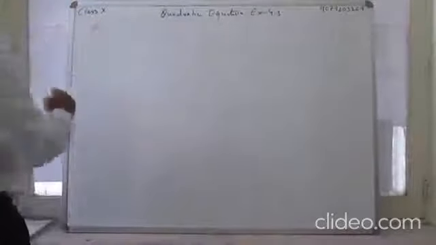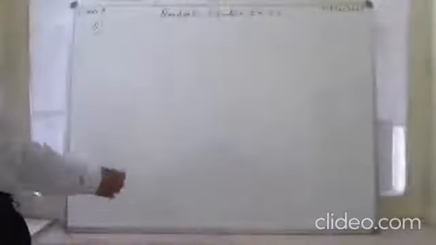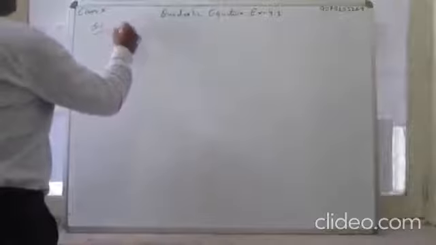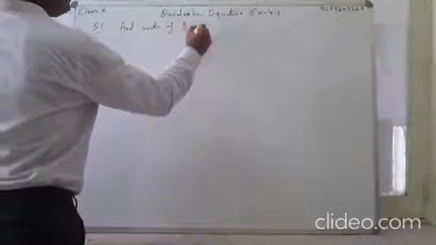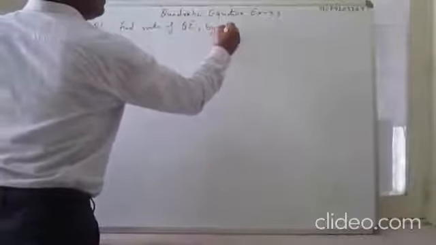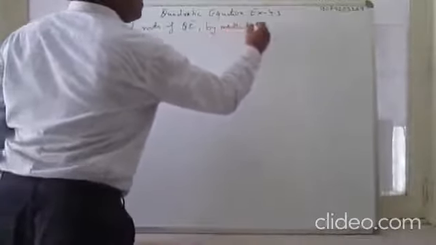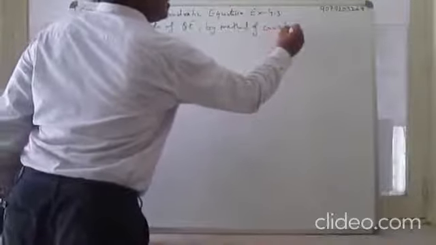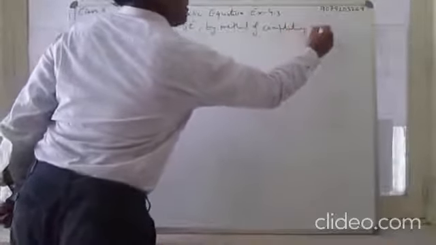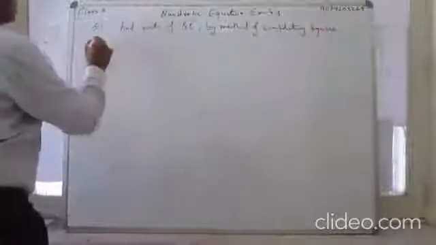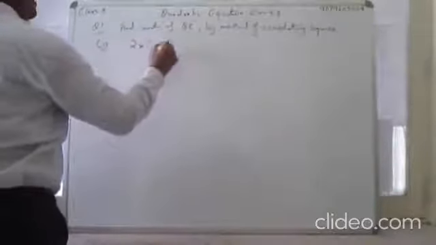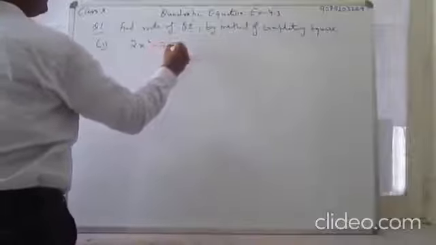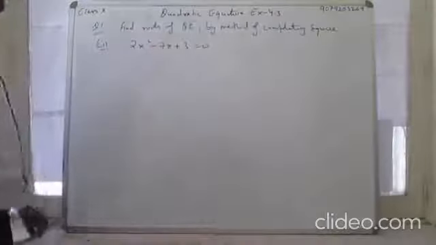Question number first, find the roots of quadratic equation by method of completing the square. First part, 2x square minus 7x plus 3 is equal to 0.